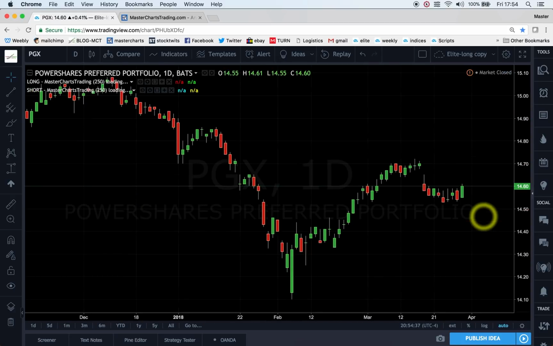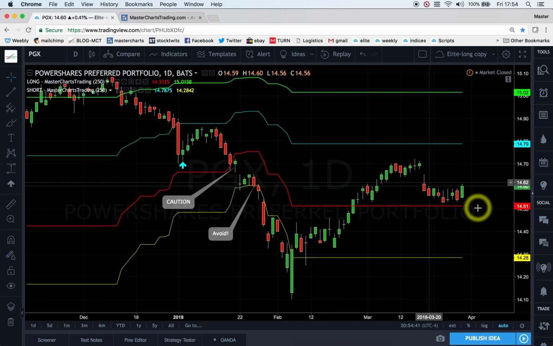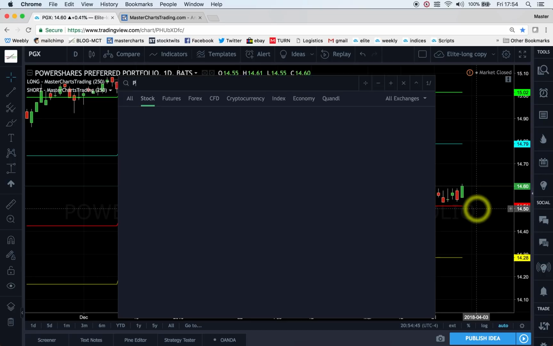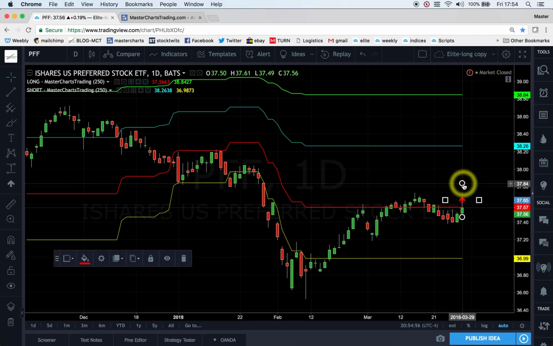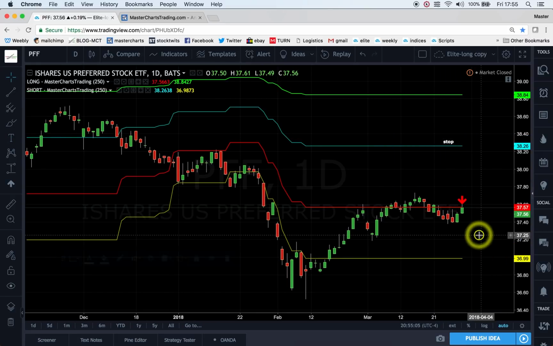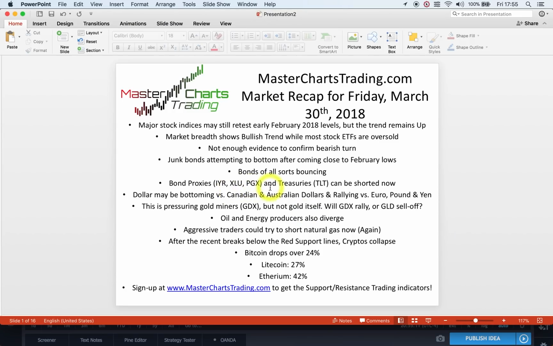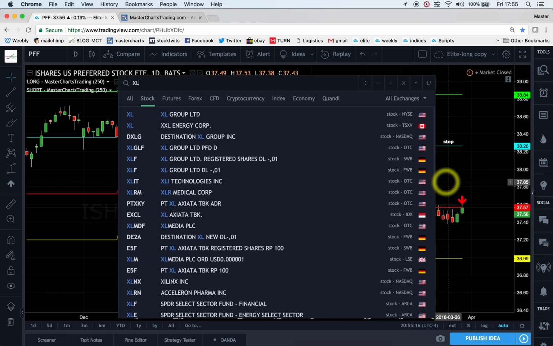PGX, also known as preferred portfolio, I think it's bearish. I would short it, but it's maybe not worth it because it doesn't really move much. PFF, same thing. Preferred portfolio, you notice that it's kind of trying to top around this red line, and I would be already shorting it basically now, like right there with a stop right there, basically. Okay, what else? PGX, IYR, XLU. So overall, again, bonds and bond proxies are probably in a bear market.